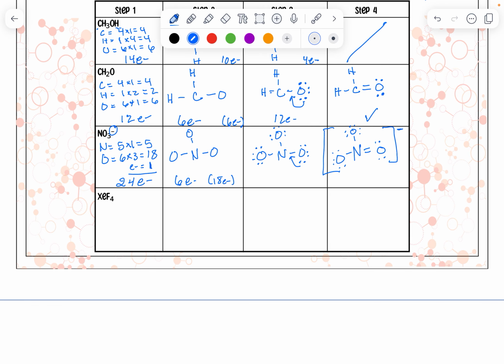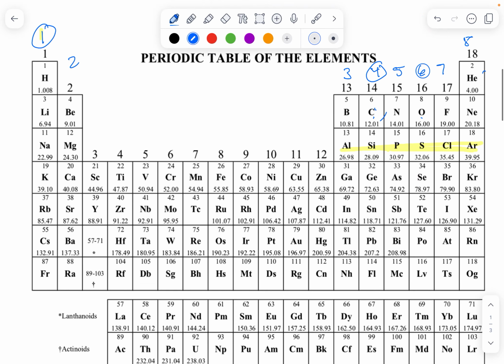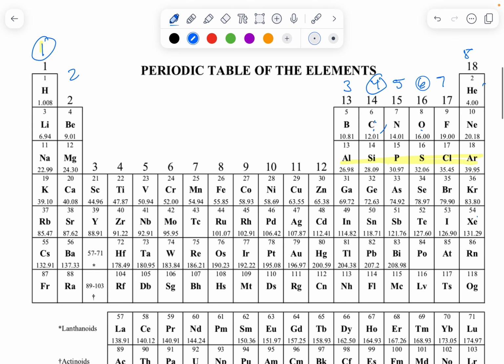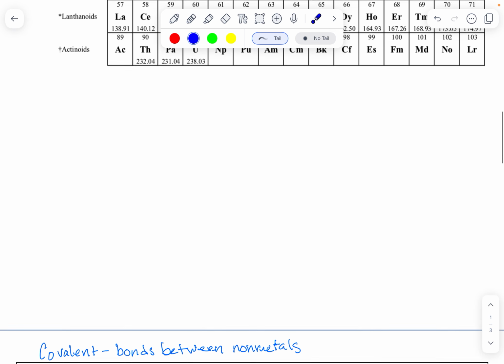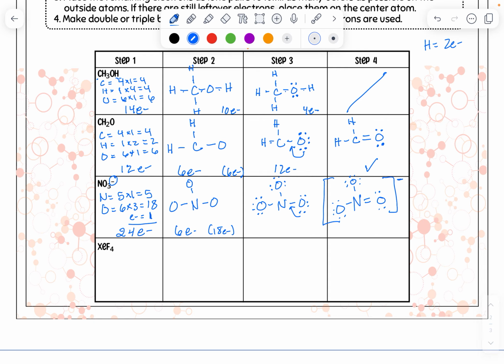Okay, let's do this last one. Xenon fluoride, okay? And xenon, that's interesting. Where is that? So xenon is here. It has 8 valence electrons. And fluorine is here, and it has 7. Okay, so let's do this one. So I have xenon. It has 8 valence electrons. I have 1 of them, so I have 8.